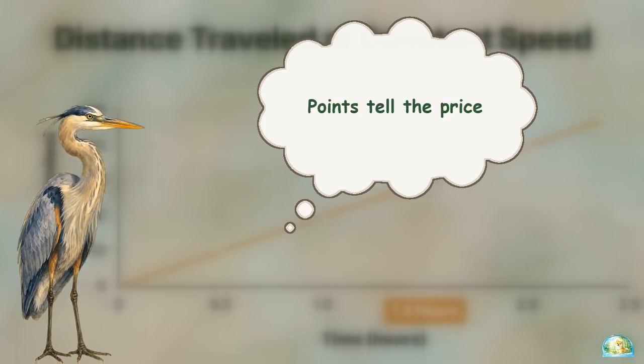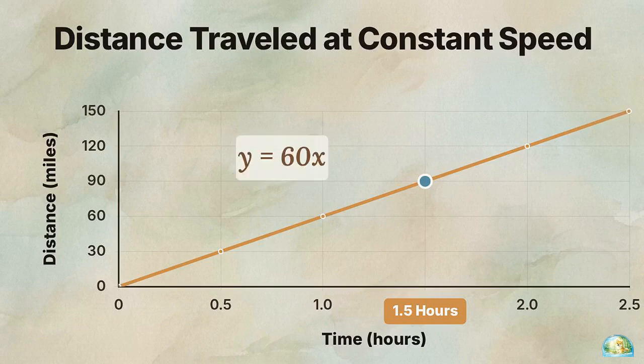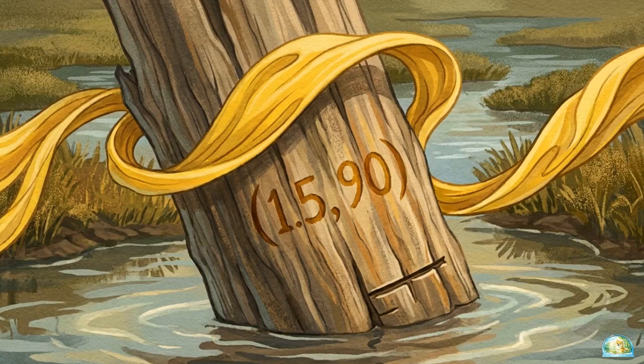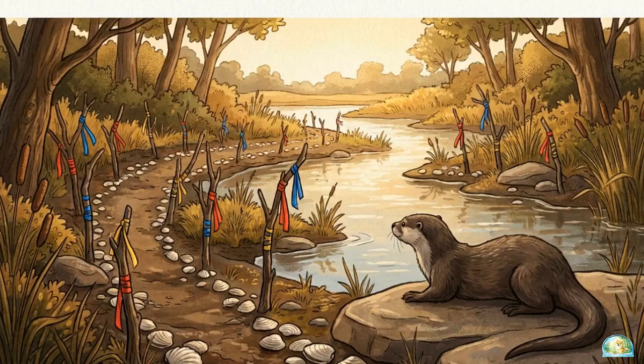The constant speed dictating this point's placement is captured by the equation y equals 60x, carved right into the riverbed. Take a look at the units for both axes. How would you read this point as a single descriptive sentence? The point means 90 miles were traveled in 1.5 hours. Even with decimals and new units, the fundamental framework for translating a point into a sentence never changes.